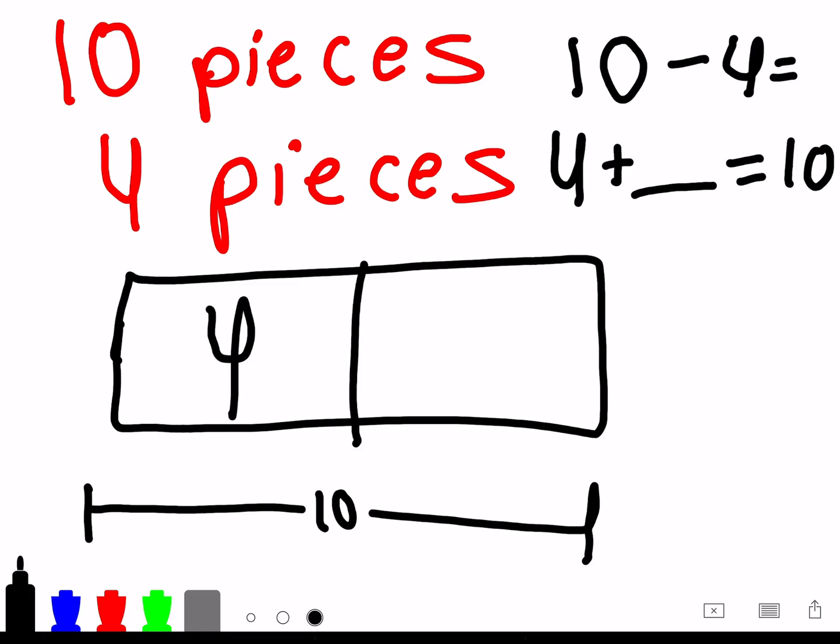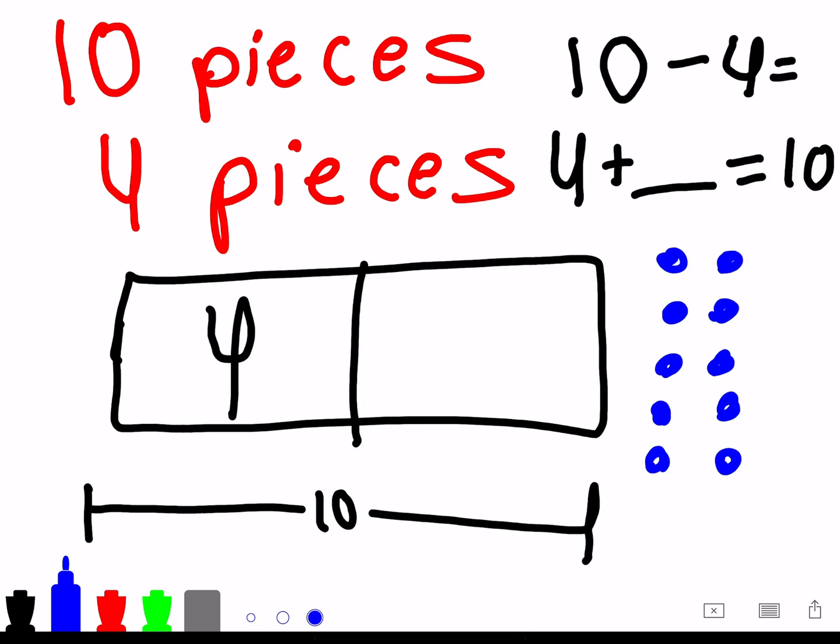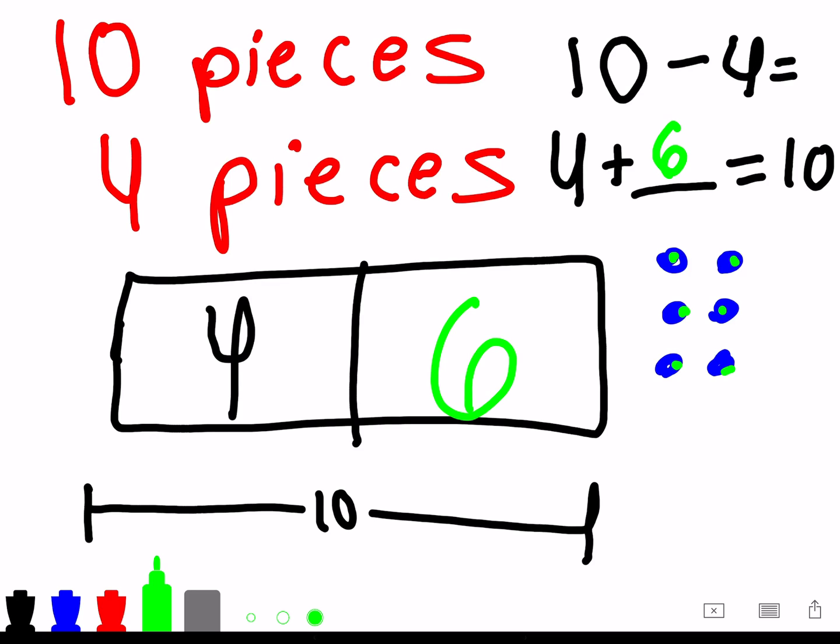So we have 10 pieces of blue Airheads. Yummy. 1, 2, 3, 4, 5, 6, 7, 8, 9, 10. But we ate 4. So chomp, 1, 2, 3, 4. Now how many do we have left? Let's count out. 1, 2, 3, 4, 5, 6. We have 6. 4 plus 6 equals 10. 10 minus 4 equals 6.